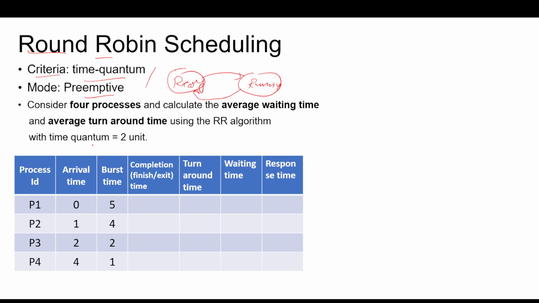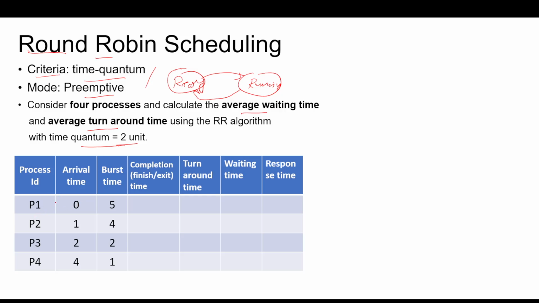Based on this we will solve this example. You can see here four processes are given and we have to calculate their average waiting time and their turnaround time. The time quantum is 2 units, that means we have to execute each given process for 2 units. What happens if the burst time is more or less? We'll see through this algorithm and this example.